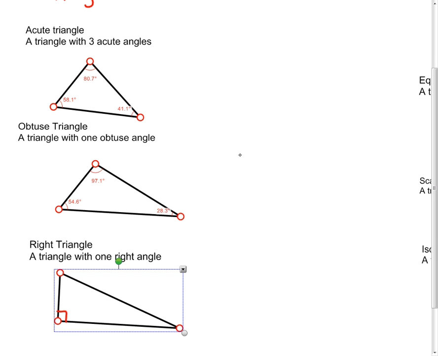Okay, so that's how you classify triangles by angles. Acute is all 3 angles acute. Obtuse is 1 obtuse angle, and the other 2 are acute. And a right triangle has 1 right angle and 2 acute angles, which in fact happen to be complementary angles with each other.